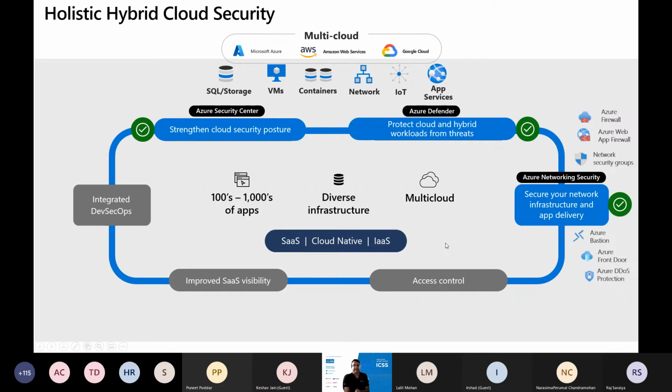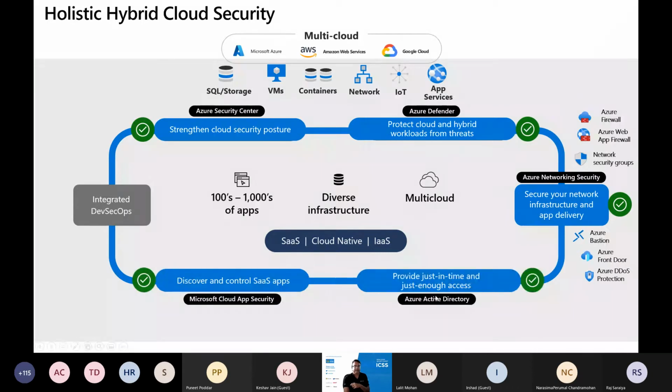And these are the various workloads we protect. If you look at the network-centric security, we have thought through the firewall, the web app, security groups, secure access, or Front Door access, or DDoS protection or DNS security. So these are some of the core services which are part of the core Azure network security.